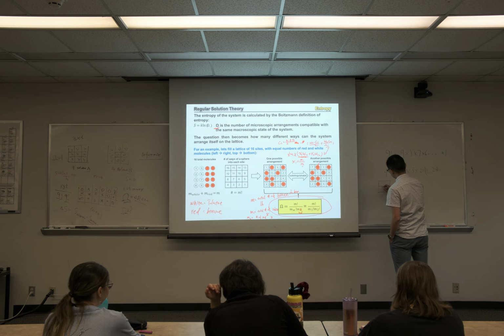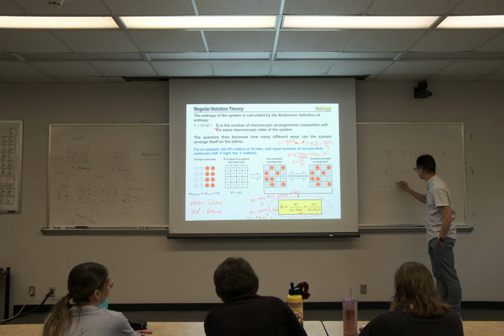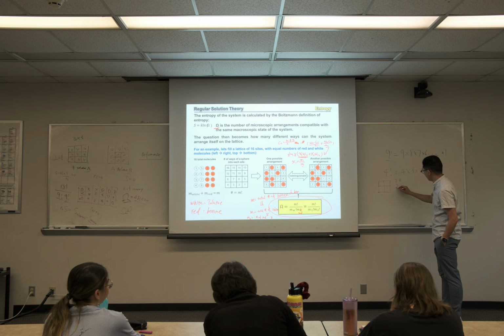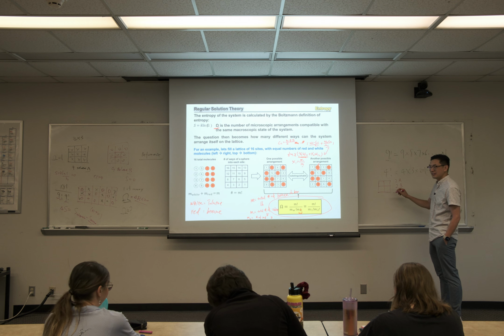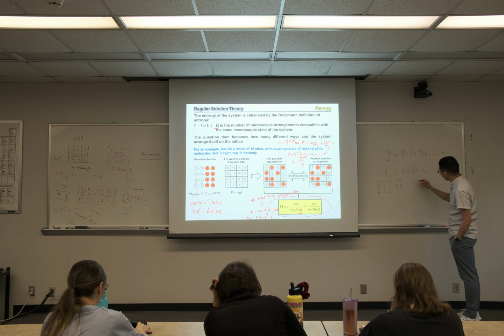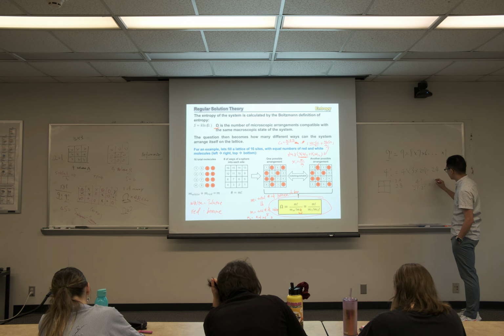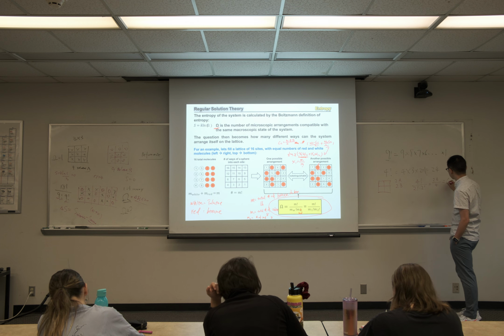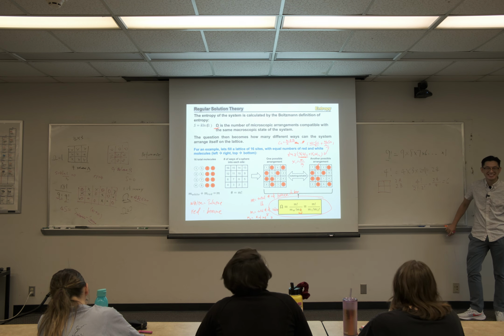So if we mix 2 molecules of red, or just call it A, and 2 molecules of B, we would have reached a conclusion: it will be 4 factorial divided by 2 and 2. So this will be 24 divided by 4. It should be 6 different configurations.